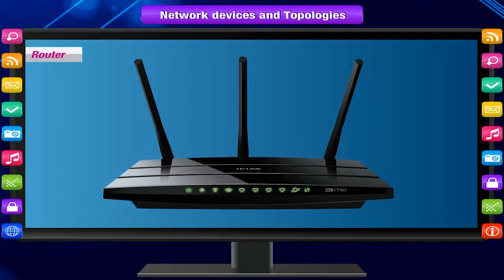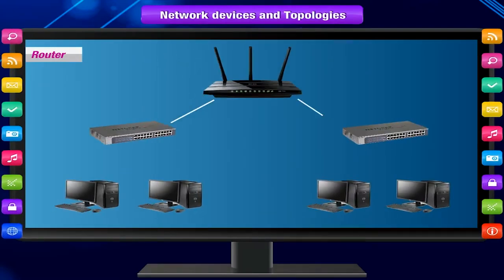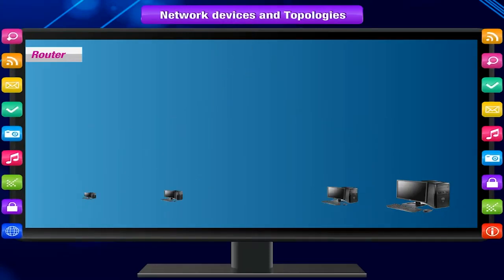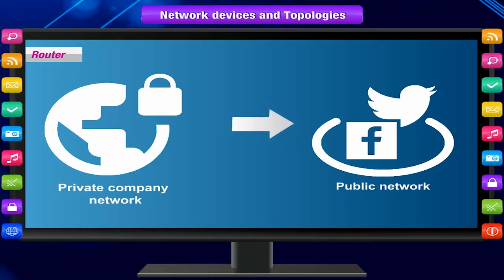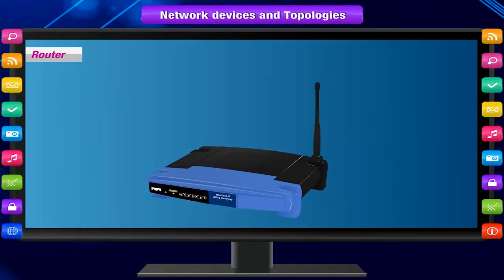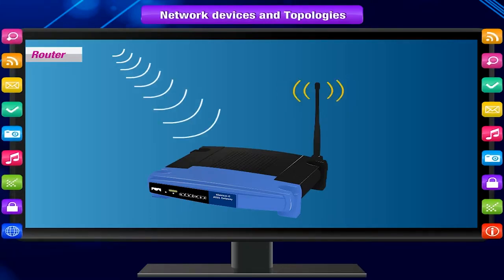Router. A router is a network device which is responsible for routing traffic from one network to another. These two networks could be a private company network and a public network. You can think of a router as a traffic police who directs different network traffic in different directions.